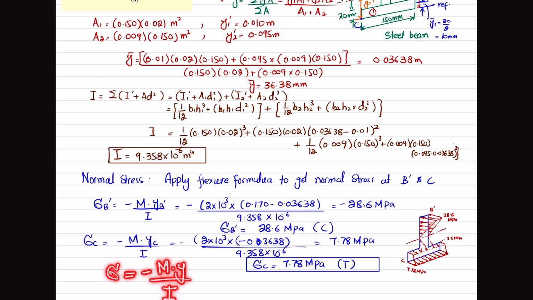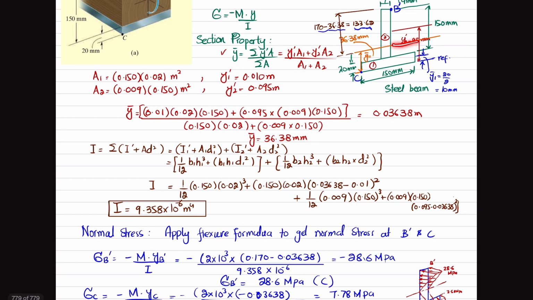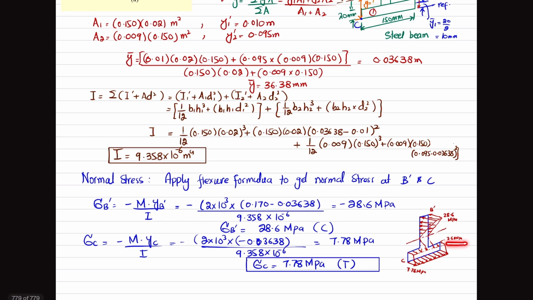So the distance from the neutral axis till this point will be 36.38 minus 20, which will give you this distance. Just plug it in this formula. You will get this stress will be equal to 3.50 megapascal. So this is the distribution of stress when the beam is completely made up of this steel beam.